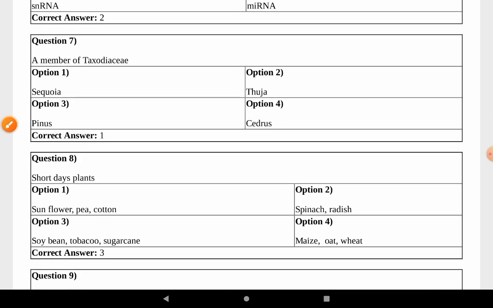Question 7. A member of Taxodiaceae, option 1 Sequoia, option 2 Thuja, option 3 Pinus, option 4 Cedrus. So the correct answer is option 1 Sequoia. So they are a member of Taxodiaceae.